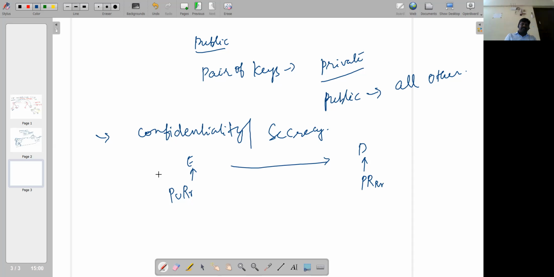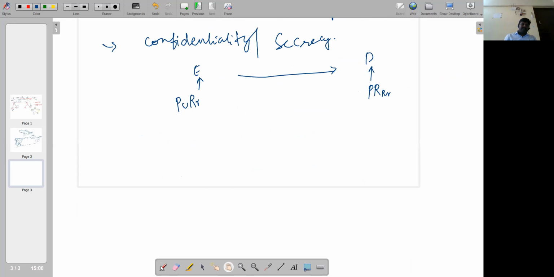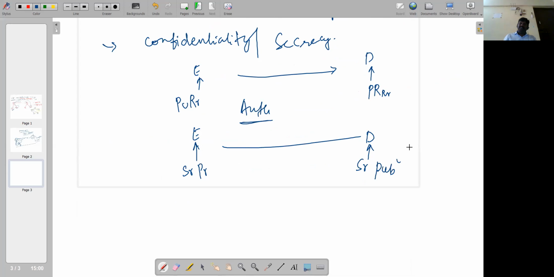And authentication is the second technique. Here the data is going to be encrypted using the sender's private key, and decryption has to be carried out using the sender's public key. So this achieves authentication. Is there any query?